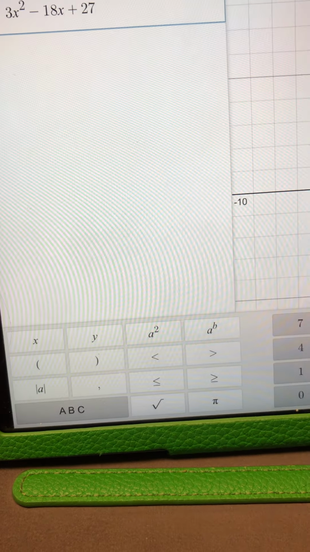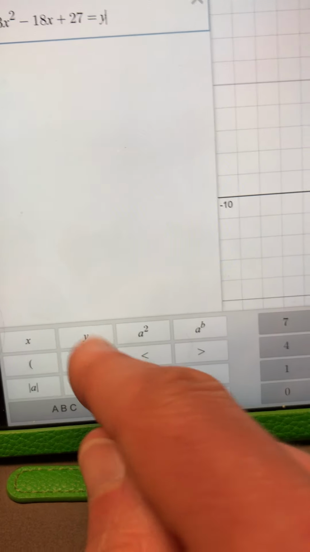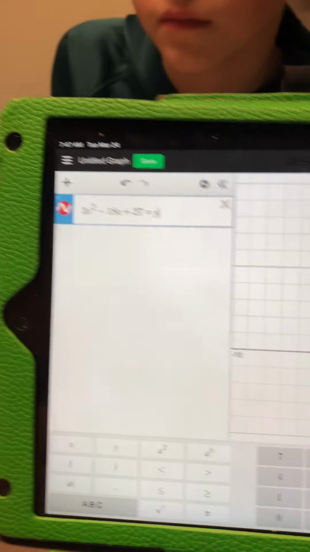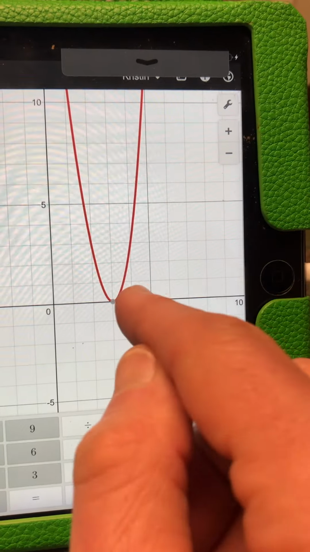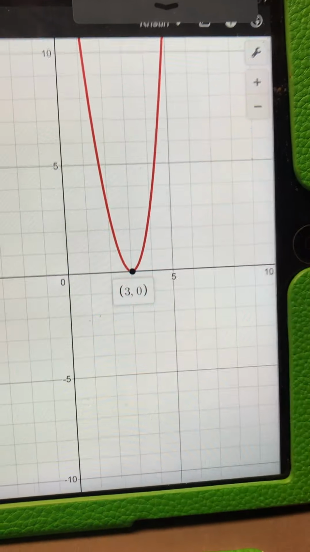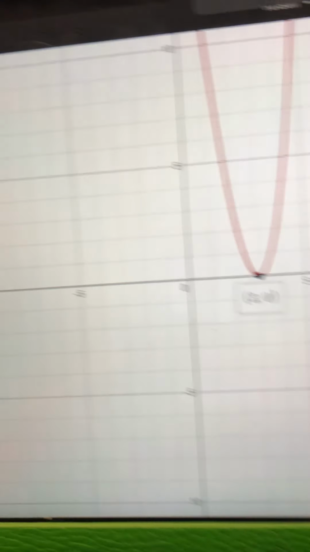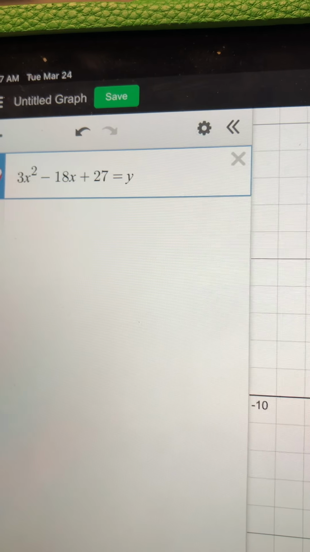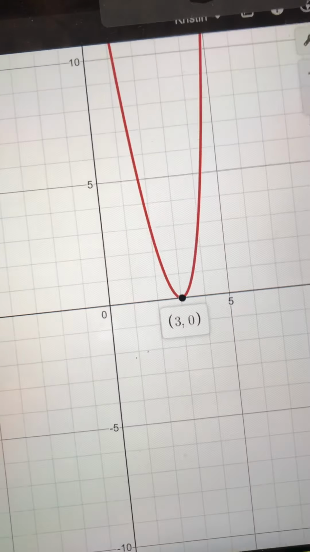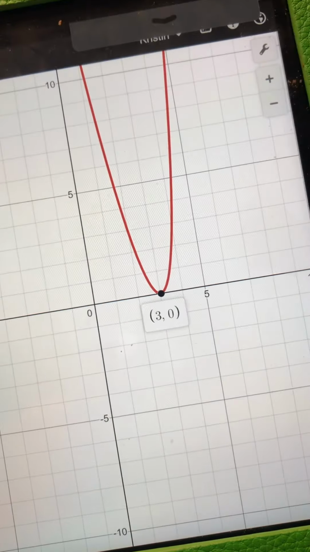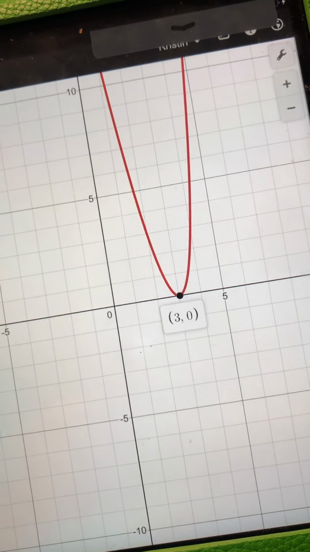And I could put equals y, or y equals, and what happens is, I plug that in, and it graphs it. And you'll notice that's why they call them the zeros. X is 3 when y equals 0. So think about that. If we plug 0 in for y there, we have the equation we started with. So really, what we're finding in all these cases are the x-intercepts, or the values where you cross the x-axis.